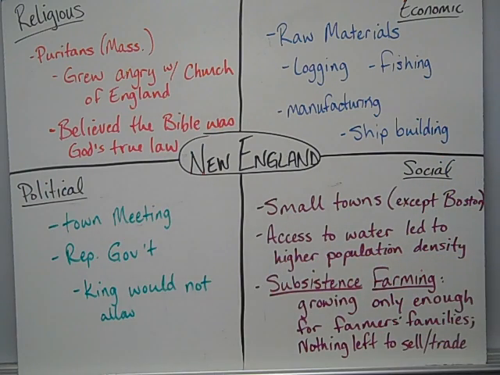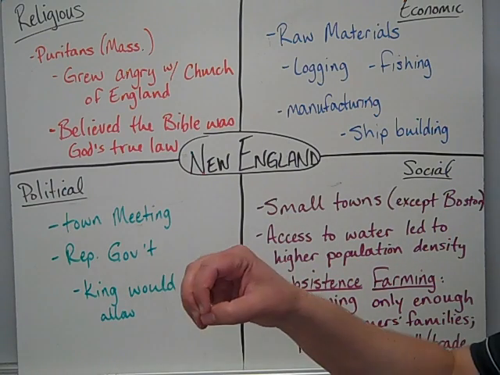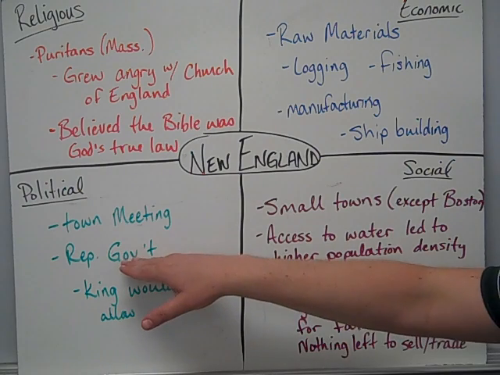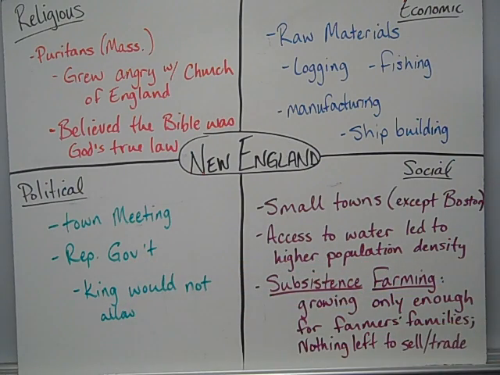Now, discussing the political ideas, town meetings were really how business was taken care of in New England. A representative government was soon established where a few people would represent the whole. However, the king would not allow this type of government because in a representative government, the king loses power. And as far as the social landscape looks in New England, there were a lot of small towns, except really Boston. Boston was a very large town, several 100,000 people, I believe.